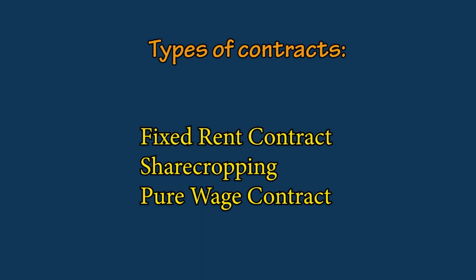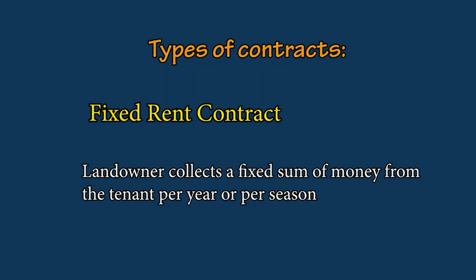Now, if we look at the land rental market, we find that there exist mainly three types of contracts. The first one is fixed rent contract, the second one is sharecropping, and the third one is pure wage contract. Now, let us look at each of the contracts in a bit of detail. Let us start with fixed rent contract. Now, what happens in a fixed rent contract?